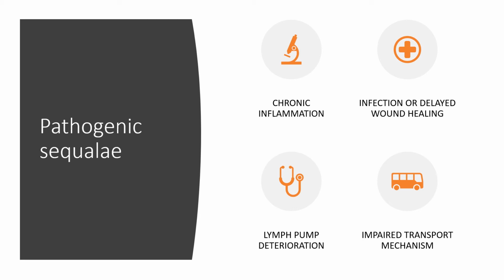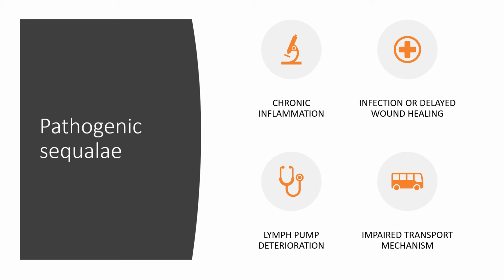So in lymph pump deterioration, although the number of macrophages is increasing, their activity is decreased in the lymphedema fluid for reasons that we don't really understand. But there are some theories that suggest that the chronic lack of essential nutrients, such as oxygen, or perhaps a toxic factor produced by the stagnant proteins or the damaged tissues, contribute to the deterioration of the macrophages. And again, the impaired transport mechanism.